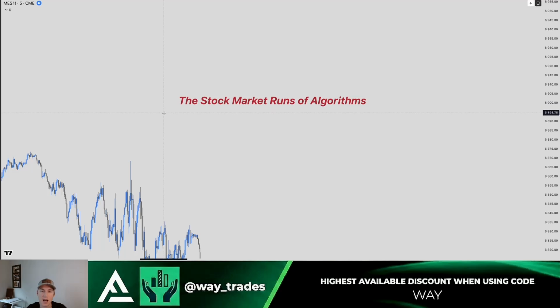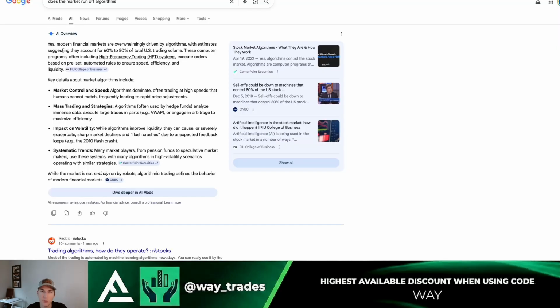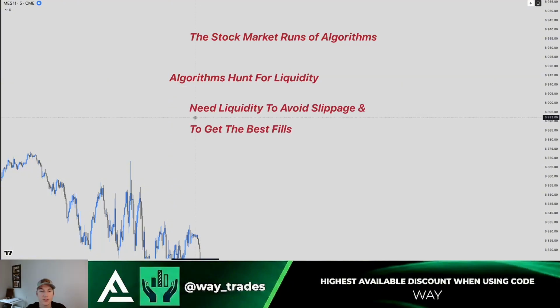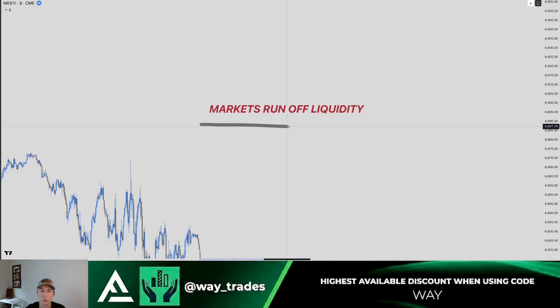It's simple. The stock market runs off algorithms, and no, this is not a theory or a myth. A simple Google search tells you 60 to 80% of all US trading volume is driven by algorithms. Now, what do algorithms do? Algorithms hunt for liquidity. Algorithms need liquidity to avoid slippage and get the best fills possible. These algorithms are doing millions of dollars per day in the market. It is literally coded in these algorithms to hunt for liquidity and take liquidity. That's what the market runs off of. It either is currently generating liquidity or it is hunting for liquidity. And this isn't a theory, this is actuality. The markets literally run off of liquidity.